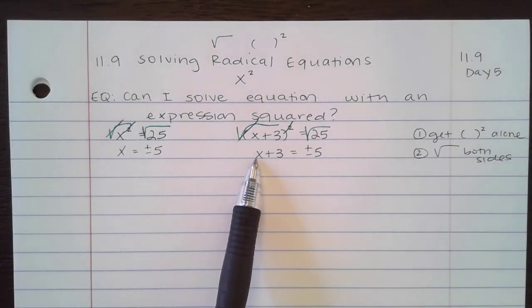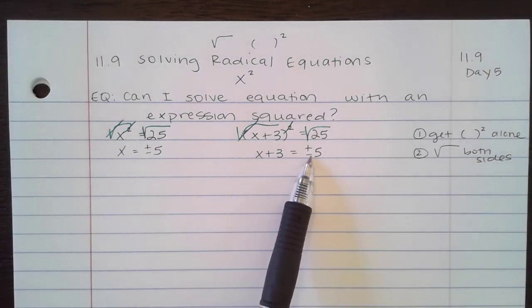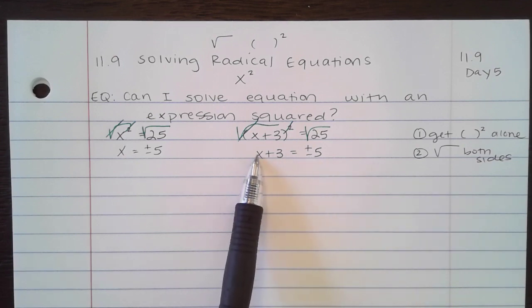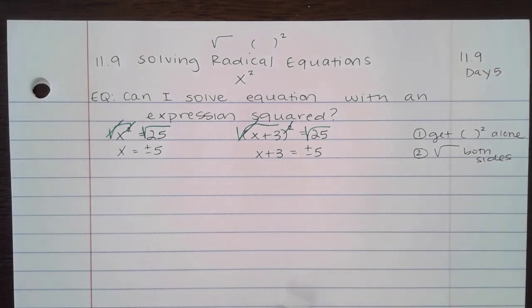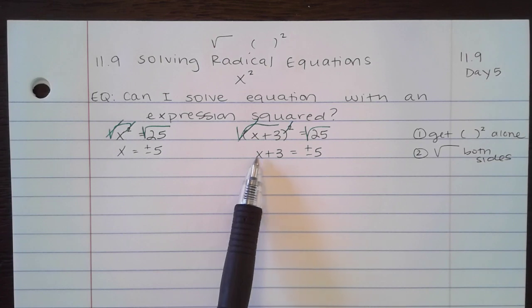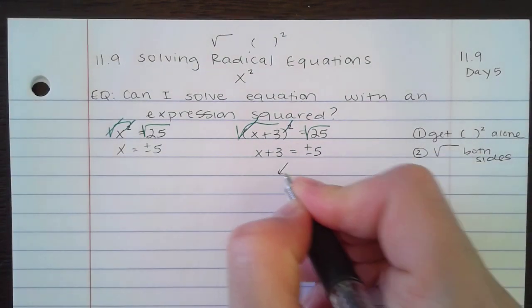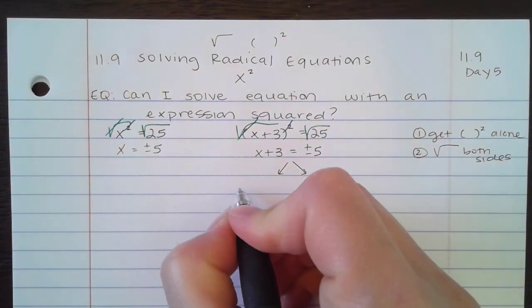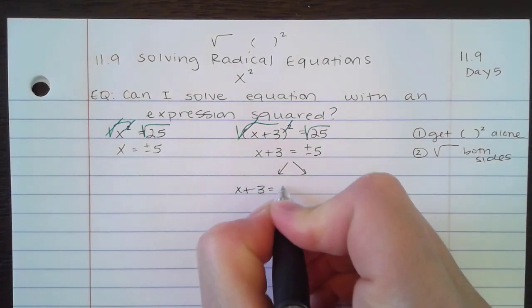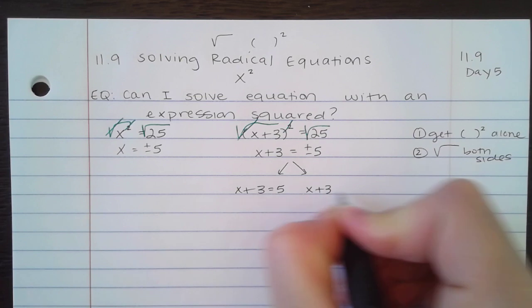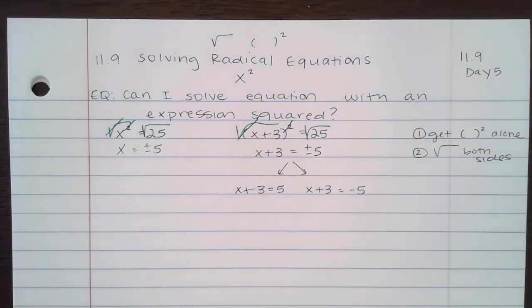X could be a 2, right? 2 plus 3 is equal to a positive 5. But what else would go there that would make it equal to a negative 5? And the answer is a negative 8. But instead of just writing down those two answers, this is what we're going to be expecting out of you. Be able to write two different equations that set up both possible answers.